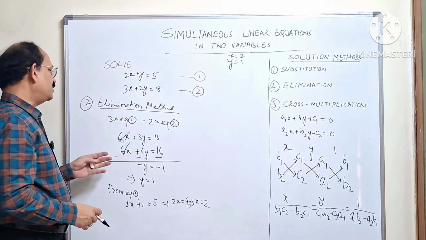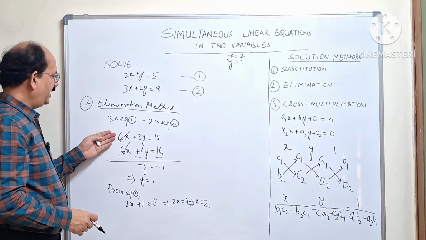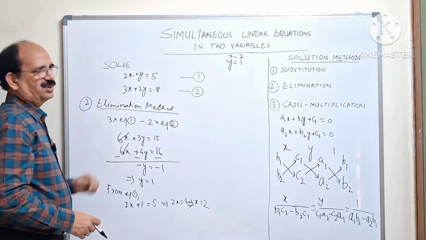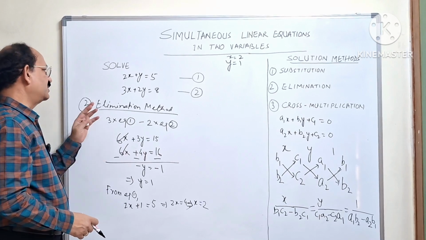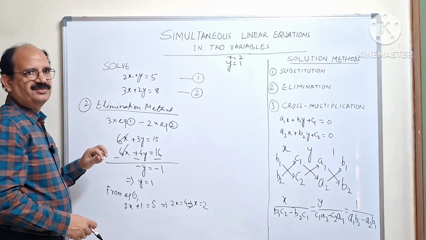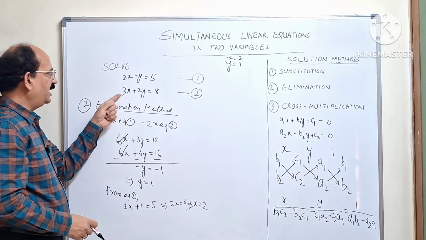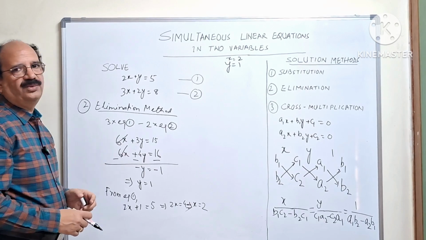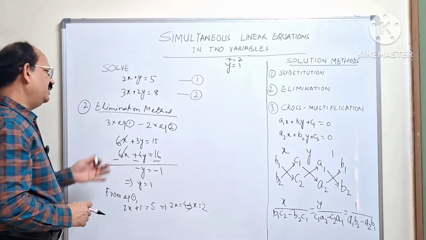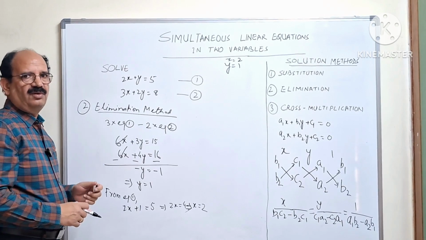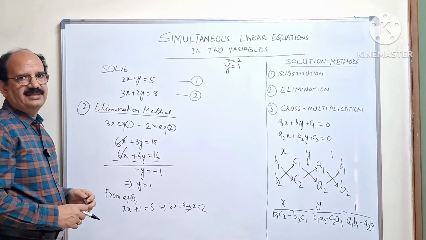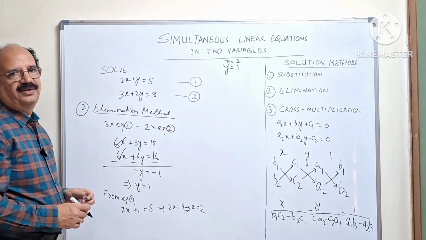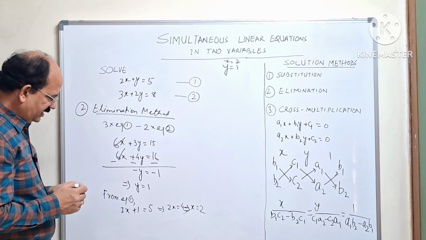So in elimination, we are eliminating one of the variables from these two equations, and the method for that is multiplication by the coefficients. If I want to eliminate x, then we will use the coefficient of x, and I've explained how we do the multiplication. Similarly, we can eliminate y also, and then first we will get the value of x, and then you can use the value of x and get the value of y. So this is elimination method.